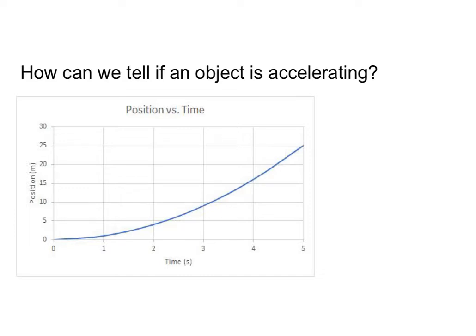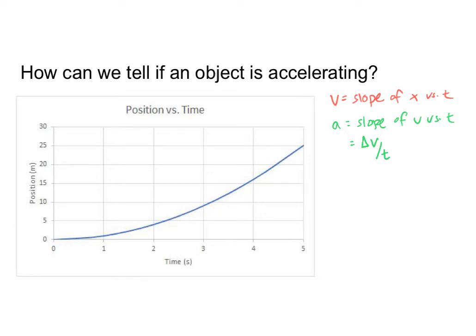So we know that velocity is equal to the slope of our position time graph, which I'm going to call x versus t. We also know that acceleration is equal to the slope of a velocity versus time graph. And we know that acceleration is equal to change in velocity over time. So how much our velocity is changing determines our acceleration.